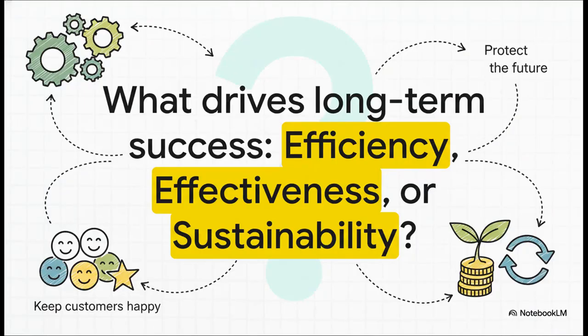And this really is the key strategic question that every modern business leader has to answer. It's not about picking just one. The real challenge, the real art, is finding that perfect balance between keeping costs low with efficiency, keeping customers happy with effectiveness, and protecting our future with sustainability. The businesses that truly succeed will be the ones that can master all three.